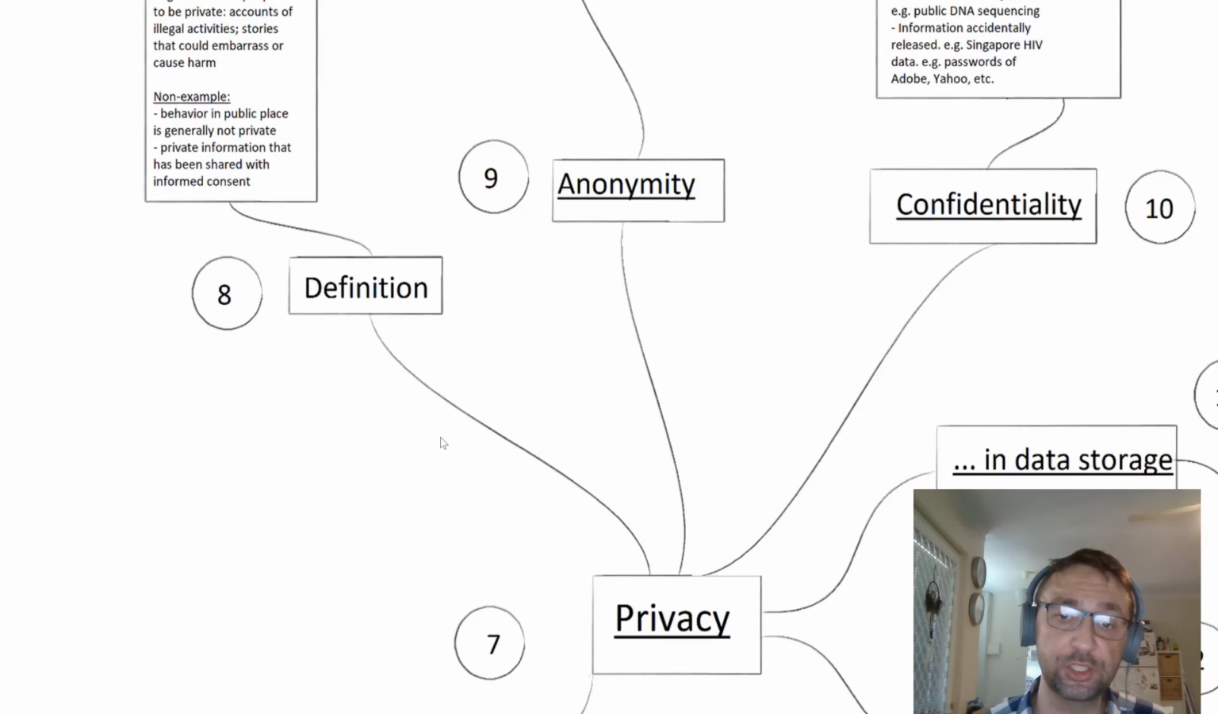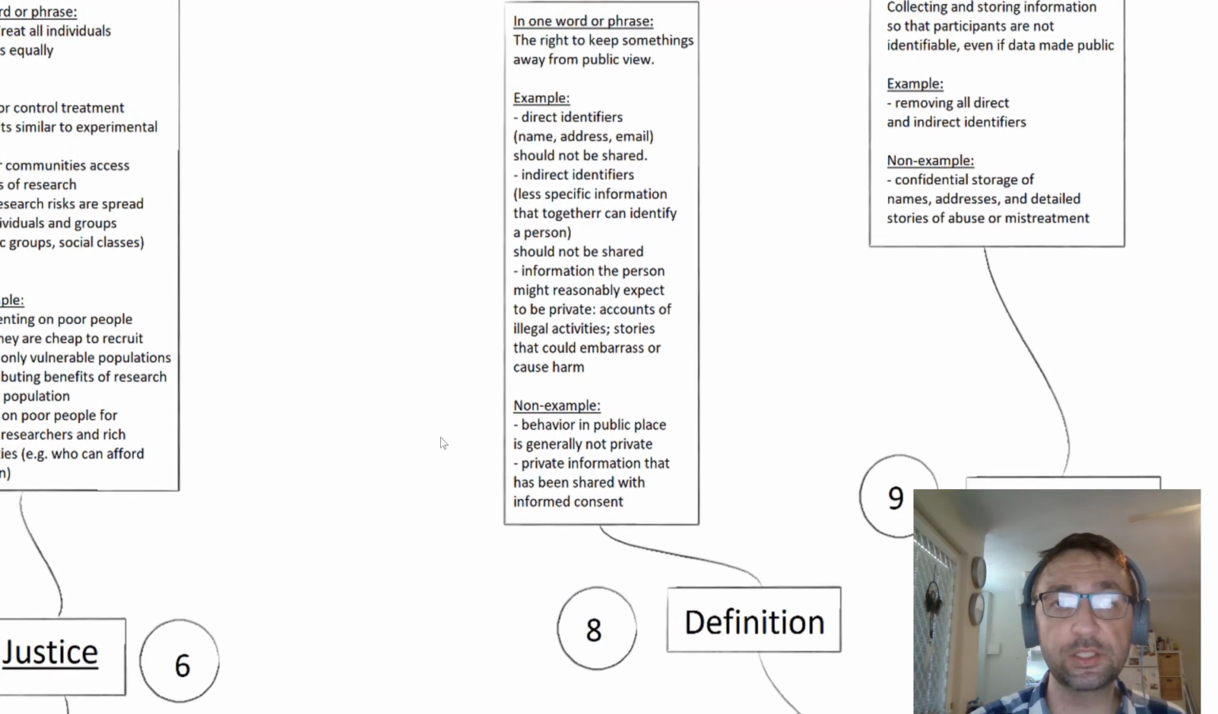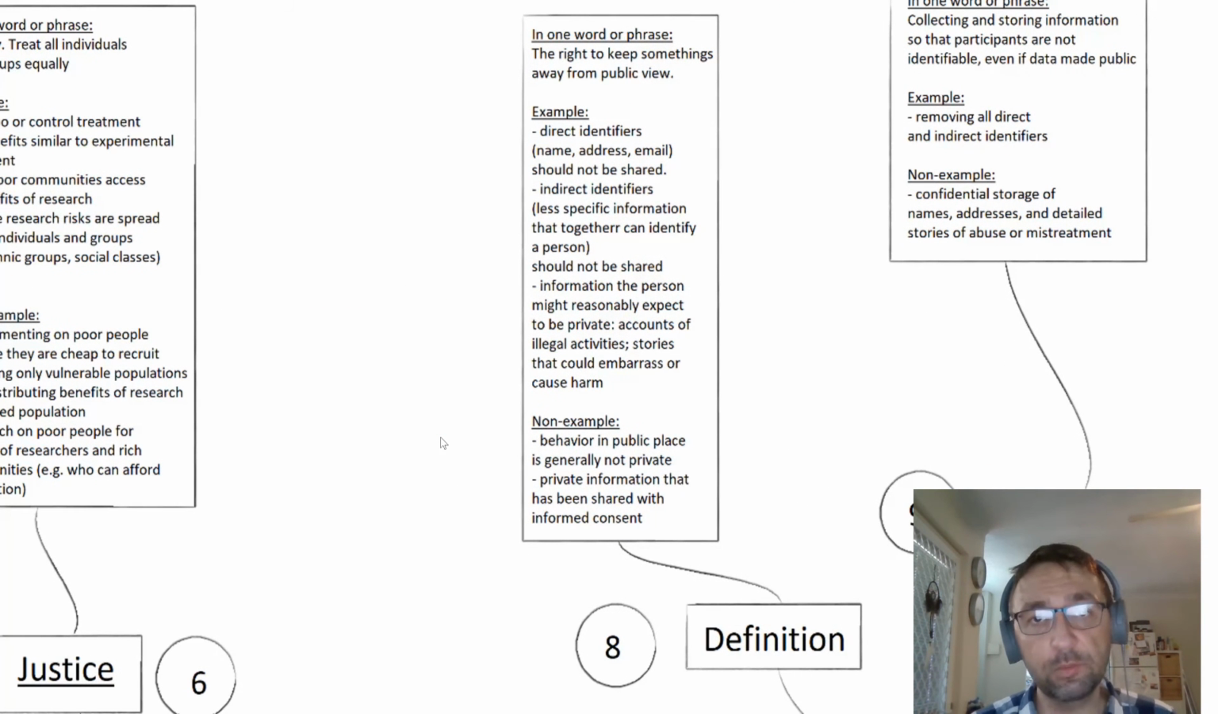In terms of the definition of privacy, it really is the idea that all human beings have the right to keep some things away from public view. You have the right to keep pictures of your naked body away from public view. You have the right to keep your address private, except maybe from particular organizations like the tax department and maybe your employer if there's a legitimate reason. So that is what privacy is. It is the right that all humans have to keep some things away from public view.